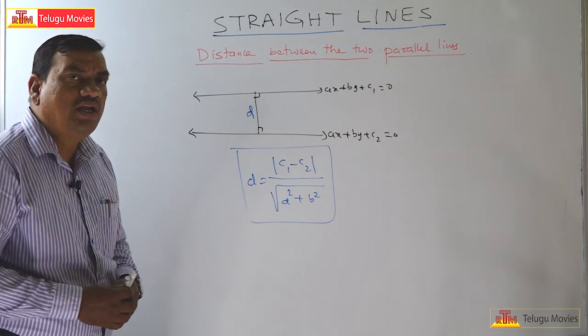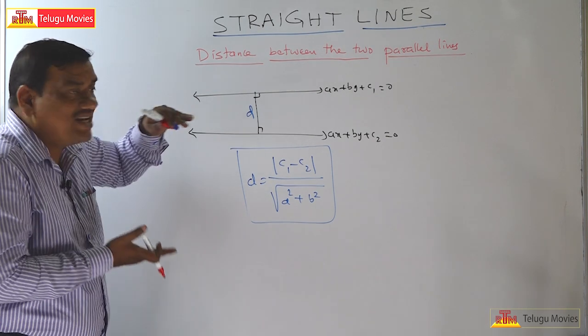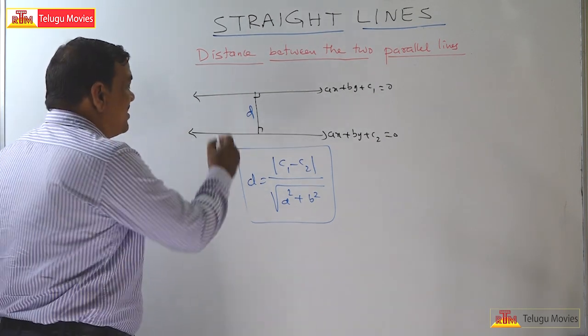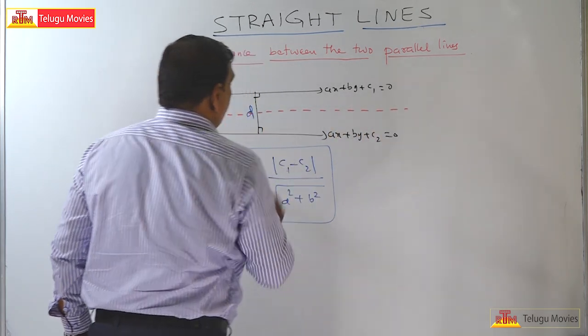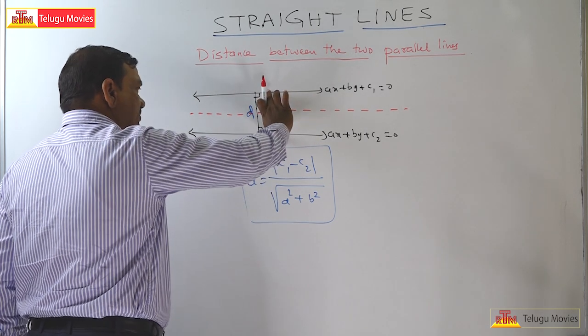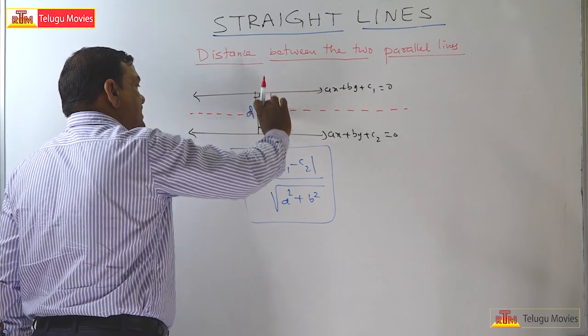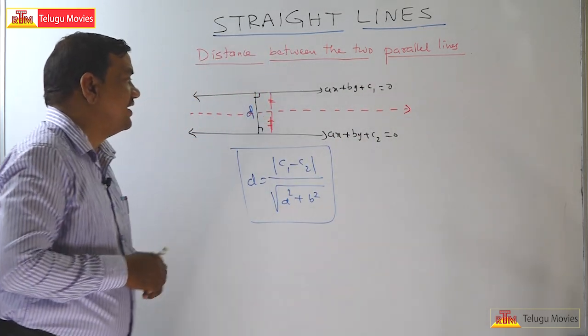And in this, I will explain one more very nice concept. So, if there exists a line in between them, exactly at the center, then this value is the same. For example, if the distance is 10 centimeters, this is 5 centimeters, 5 centimeters. What will be the equation of this line?